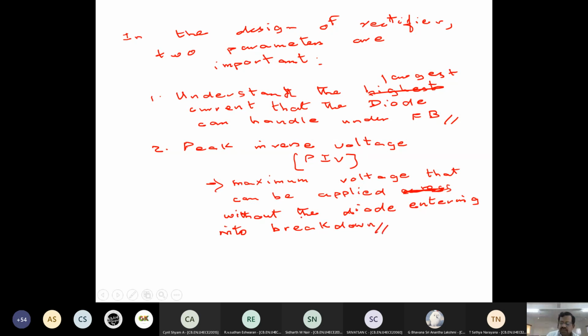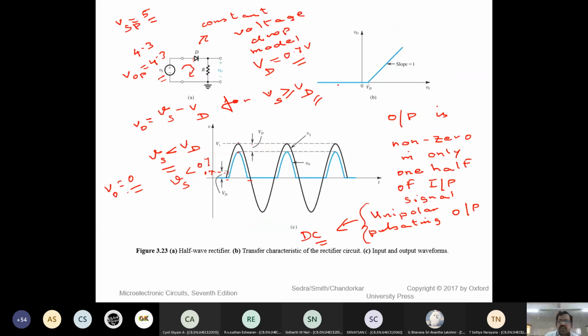You should ensure, because think about this characteristic, here it is 0. Here we have only this level, 0.7 volt. So 0 up till this level, and here it is 0.7. So we should ensure the diode is an open circuit. It should not get into the breakdown region. So that is the idea. The maximum voltage the diode is expected to withstand without entering into breakdown is the peak inverse voltage.